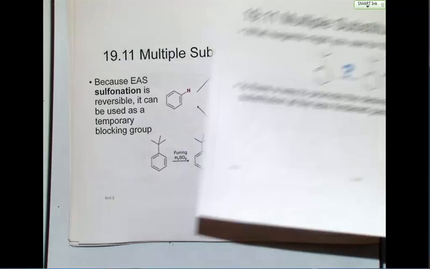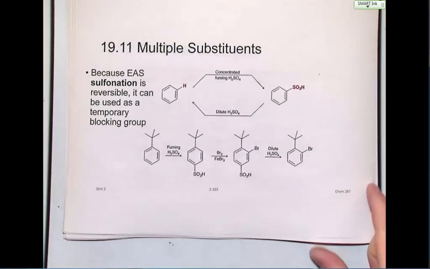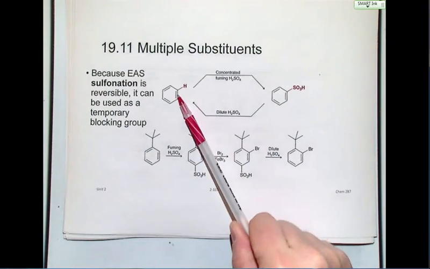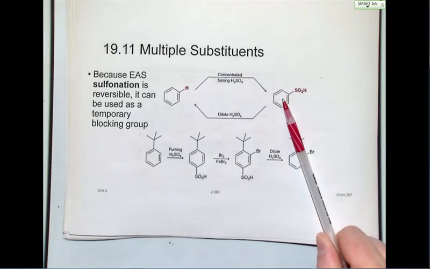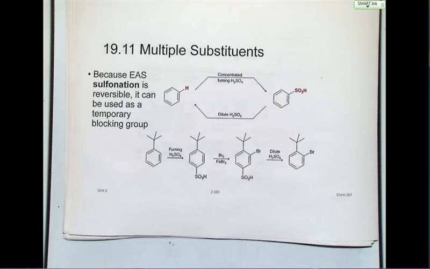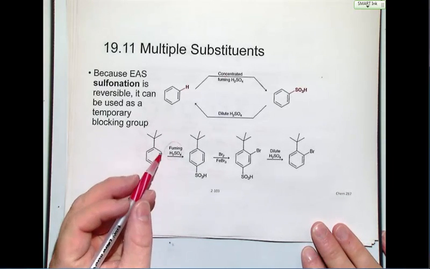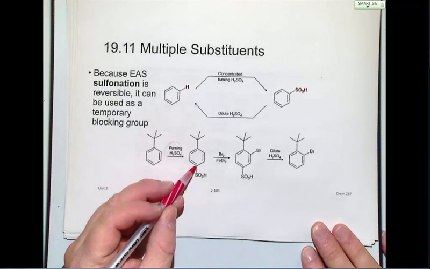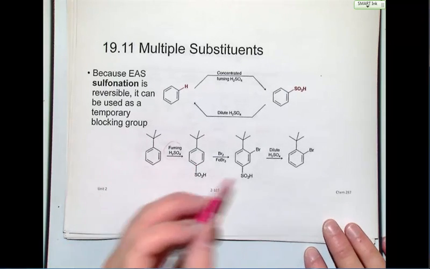So the reagents that we can actually use are shown here on this slide. Remember this little reaction where we can put on a sulfonic acid group, SO3H. We can also take it off really easily by using dilute sulfuric acid. So we can put it on and then take it off really easily. So this is the idea. You use fuming H2SO4 to put it on. It goes ortho/para. And it's a meta director.